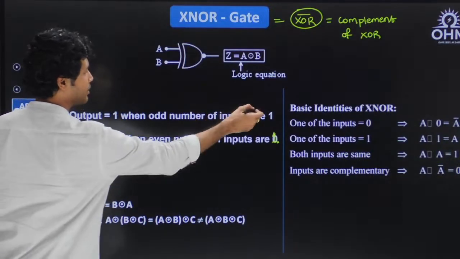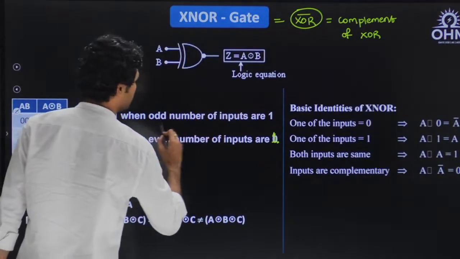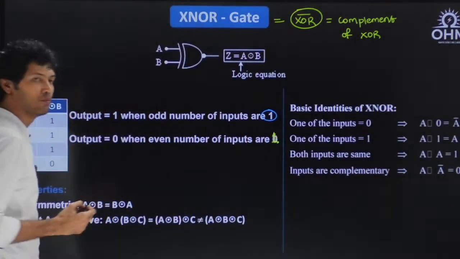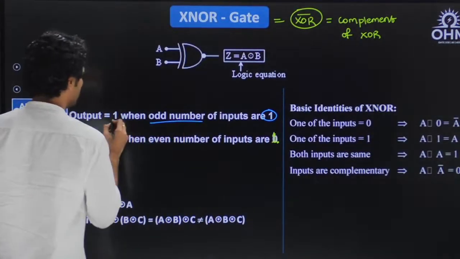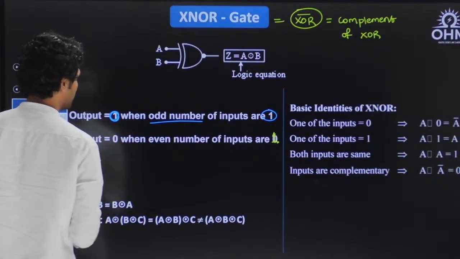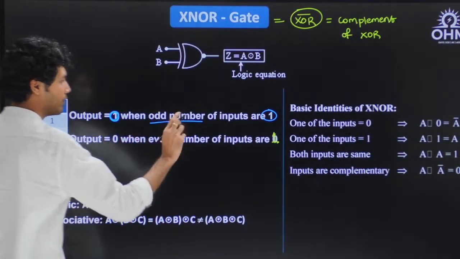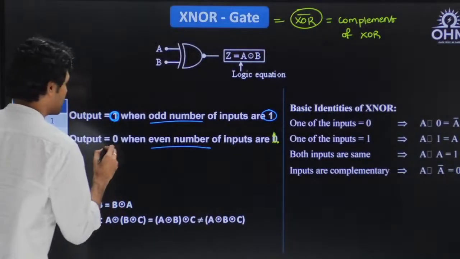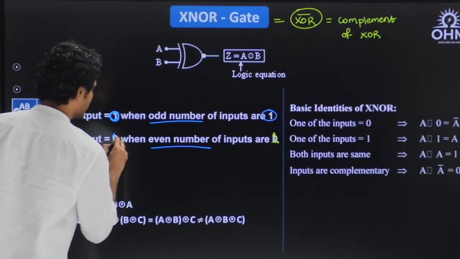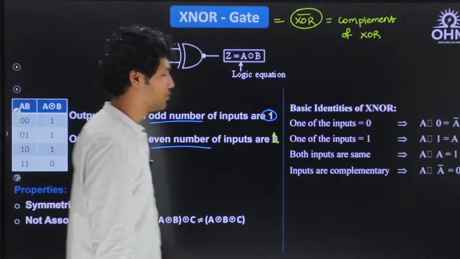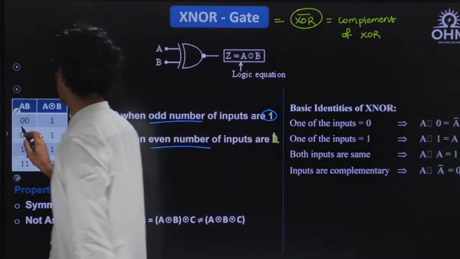So here, whenever the number of ones at the input side is an odd number, in that case the output becomes equal to 0. And whenever the number of ones at the input side is an even number, the output becomes equal to 1. Okay, a small correction has to be made here.